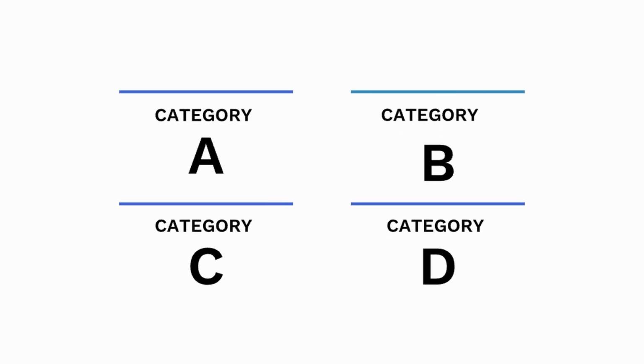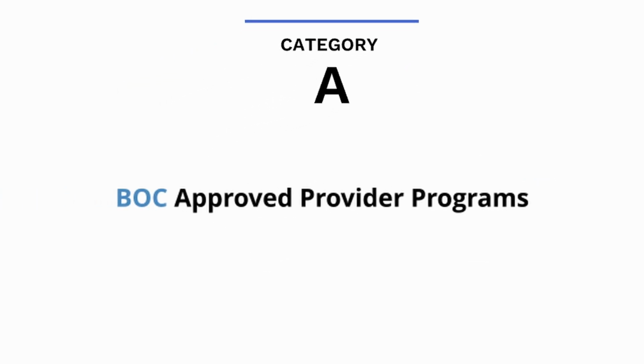The CE categories are divided into Category A, B, C, and D. Today we will walk you through each category. Category A programs are BOC-approved provider programs. Programs in this category are approved through BOC-approved providers.